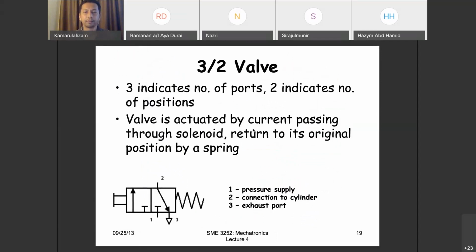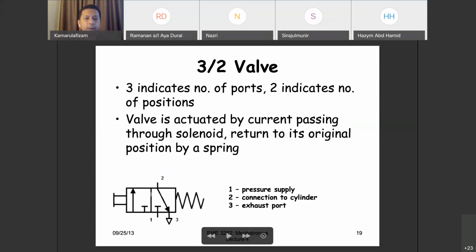Okay, so electropneumatic punya valve ada few type. Okay, yang saya nak tunjuk adalah 3-2 valve. 3/2 valve. 3 indicates number of ports, 3 ports, 2 indicate number of position. So the valve is actuated by current passing through solenoid. This is solenoid activated and spring loaded. Okay, kalau kita tengok 3-2 valve, dia ada 3 port. Alright, ada 1, 2, 3, ada 3 liang, dan it takes 2 keadaan.